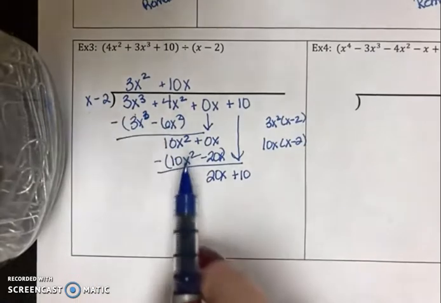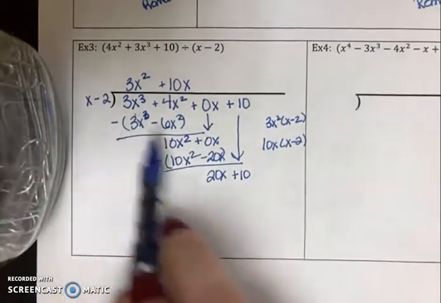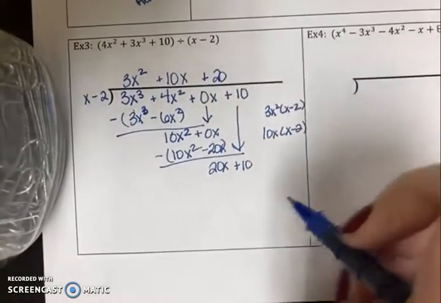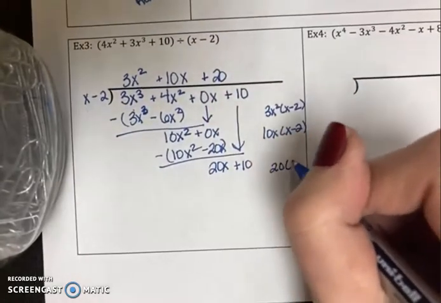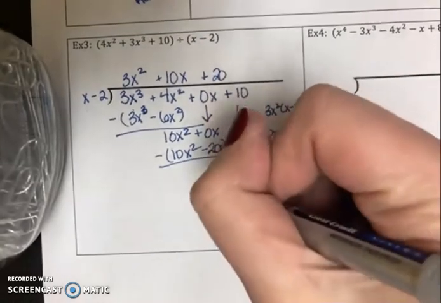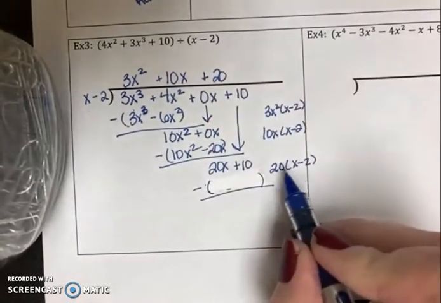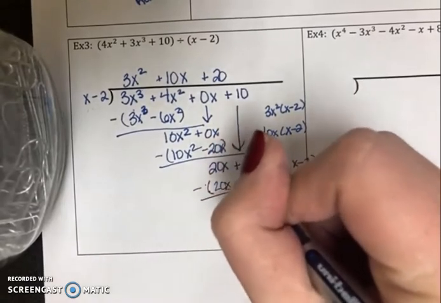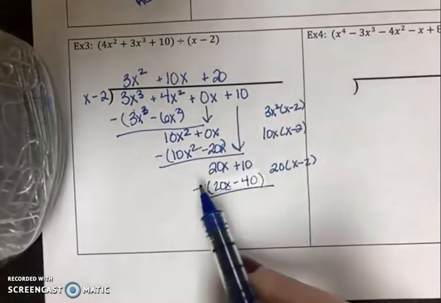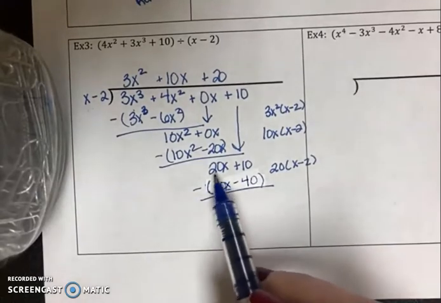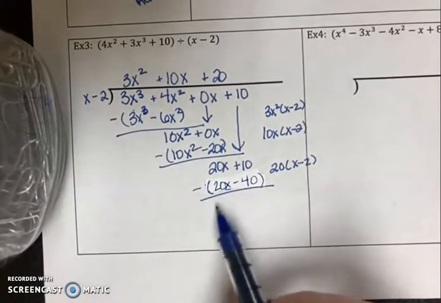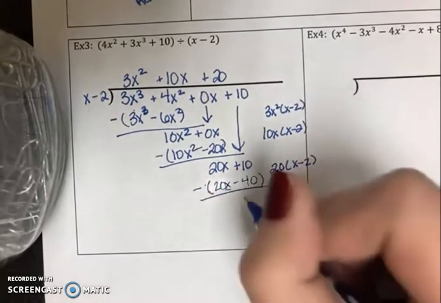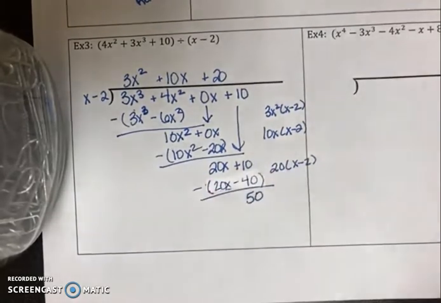What do we have to multiply x by to get a 20x? The answer to that would be a 20. So I'm going to be subtracting 20 times x minus 2, and that becomes a 20x minus 40. Remember, we are subtracting this expression, so 20x minus 20x, that would cancel. 10 minus negative 40 becomes 10 plus 40, or 50.